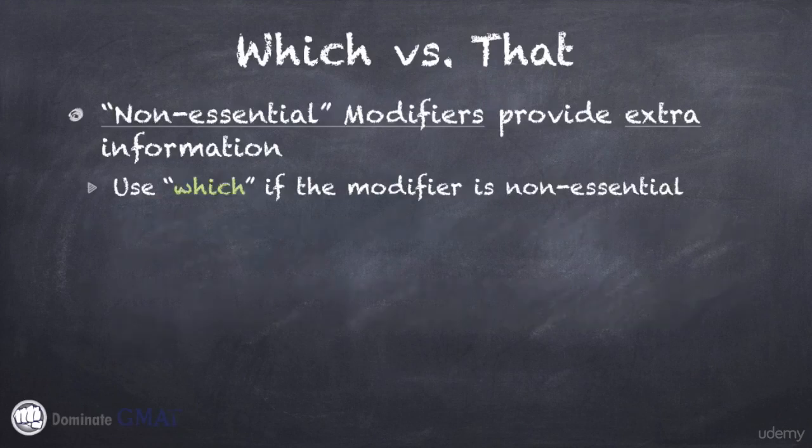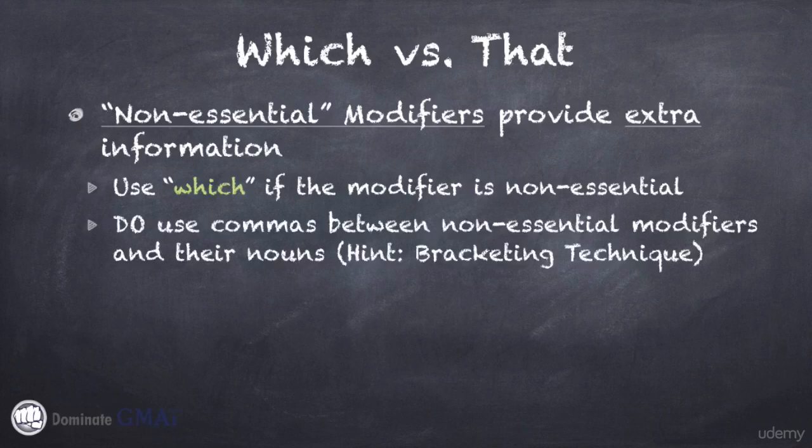Contrast that with situations where we use the word which. Which introduces non-essential modifiers that provide extra information, non-essential information. We do use commas to kind of offset that non-essential modifying information. Hint, the bracketing technique is useful. We already looked at that in the bracketing technique video in the sentence correction lessons.